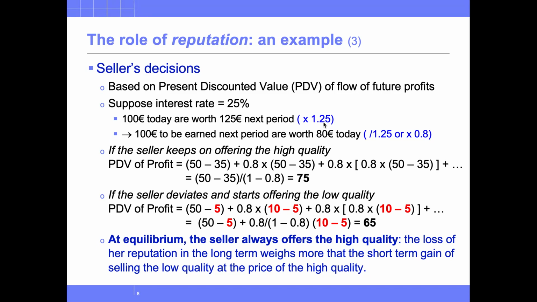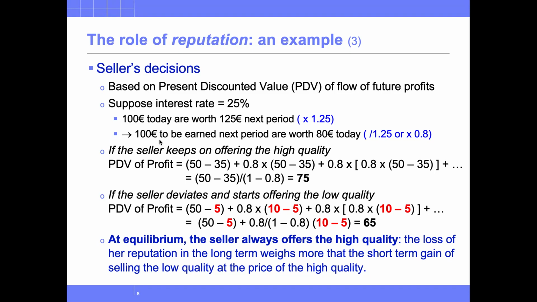Reversing the argument, it means that if you are to receive 100 euros tomorrow, what will be the value of this today? How much would you have to put in the bank today to receive this 100 euros tomorrow? Well, you would have to put 80 euros in the bank today. How do you get this 80 euros?